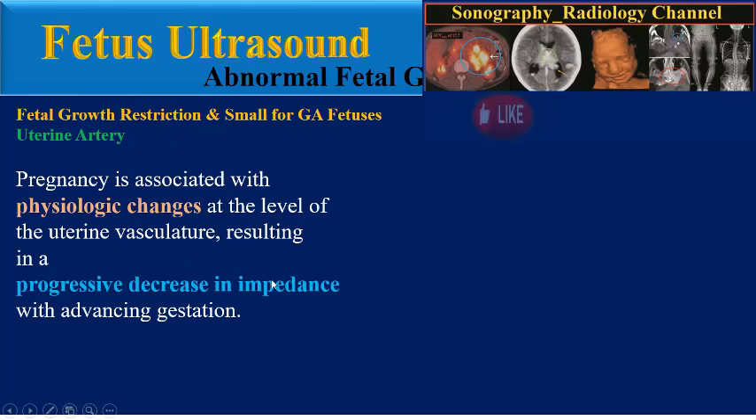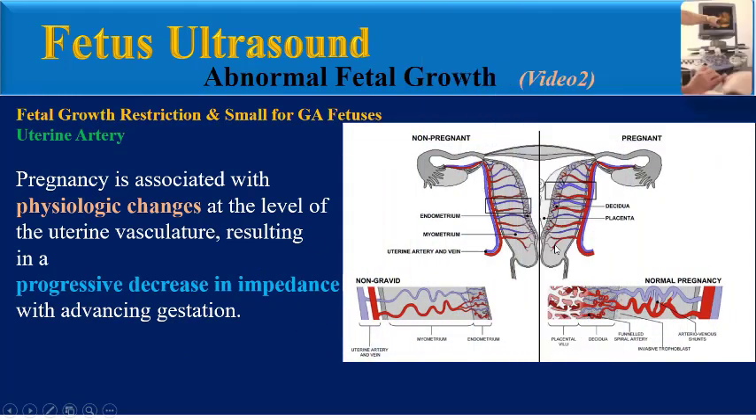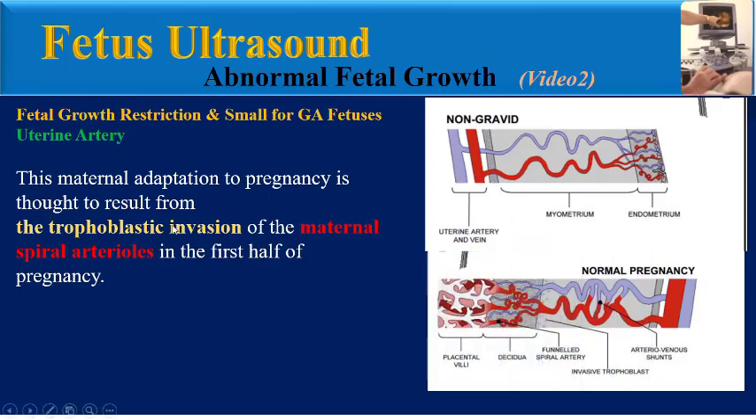Pregnancy is associated with physiologic changes at the level of the uterine vasculature, resulting in progressive decrease in impedance with advancing gestation. This maternal adaptation to pregnancy is thought to result from the trophoblastic invasion of the maternal spiral arterioles in the first half of pregnancy.